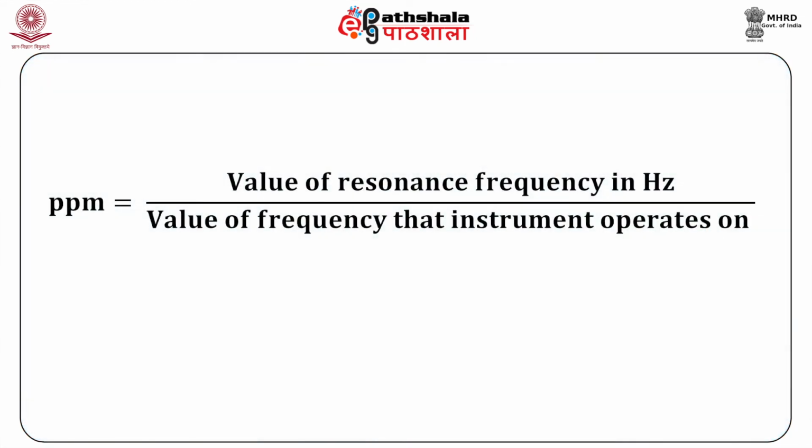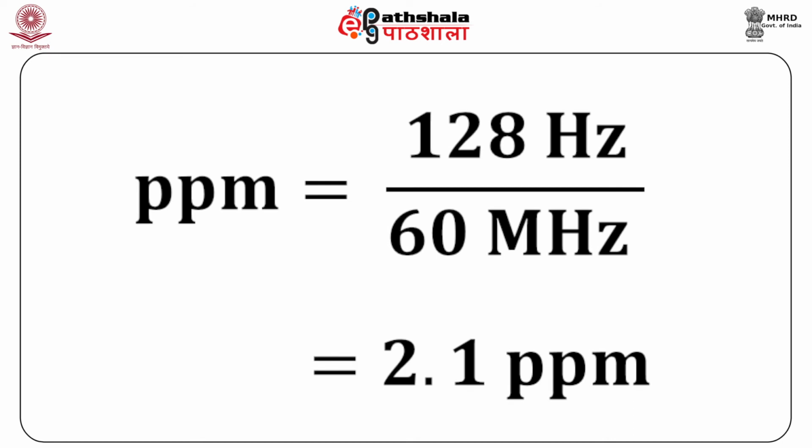This can be calculated from this formula, as you can see here, that is ppm is given by the value of resonance frequency in hertz divided by the value of frequency that the instrument operates on. Now, substituting these values, we will be putting here the value of resonance frequency in hertz, which is 128, divided by the value of frequency of the instrument, that is 60 megahertz, and 128 divided by 60, we get 2.1 ppm as the value.